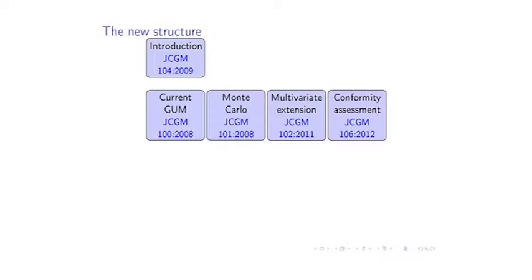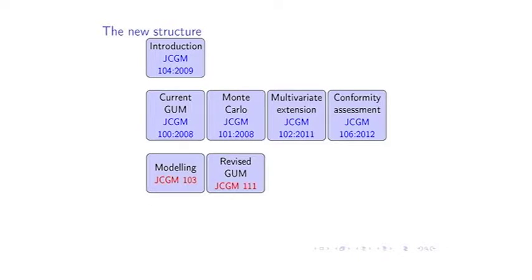And so this is the current structure. What we're adding is a modelling document, a document to give users advice on how to model their measurement. And I'm pleased to say this document is in an advanced state of preparation and we hope it will be released this year. The revised GUM, don't ask me to explain the numbering of these documents, but the revised GUM, the Bayesian GUM, will be worked upon. We already have a version, we're going to improve that version.